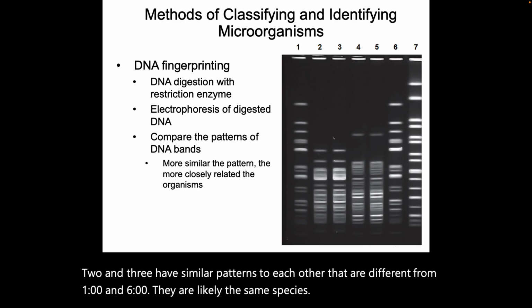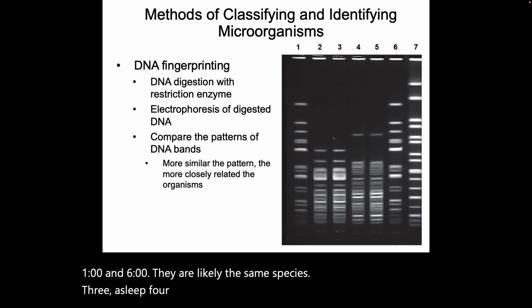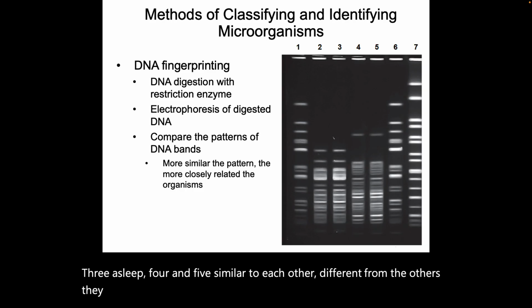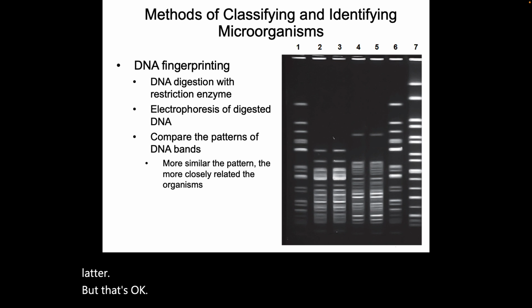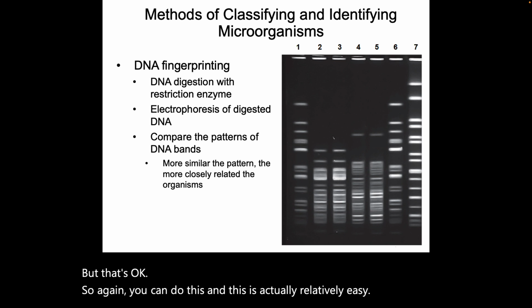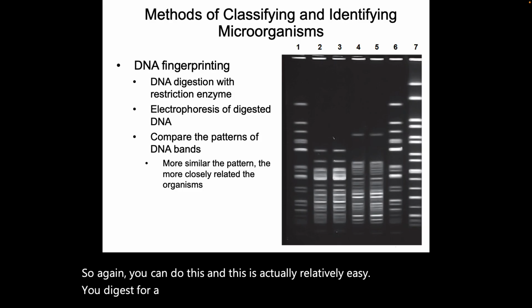4 and 5, similar to each other, different from the others. They are likely the same species. And 7 is the oddball. 7 is probably the latter, but that's okay. So again, you can do this, and this is actually relatively easy. You digest for a couple hours, run it on a gel for an hour, done.